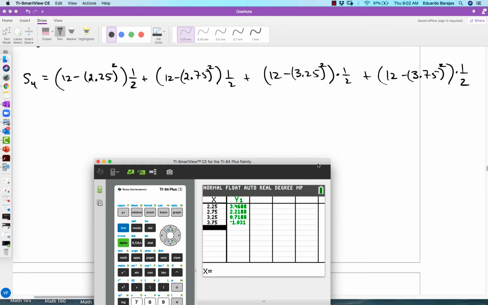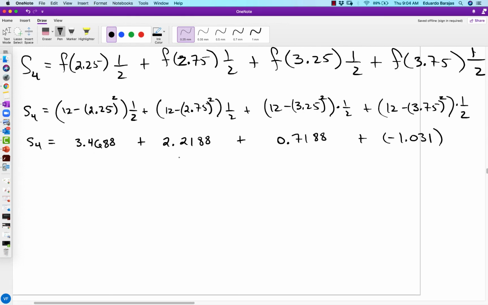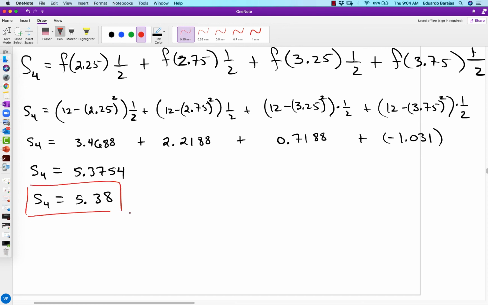Okay, so we just have to add up all these numbers. I'm going to copy them onto here and then add them up, and that'll be our answer. Okay, and once we add all those values up, we get S sub 4 is equal to 5.3754. They said to round to 2 decimal places, so S sub 4 is 5.38. And that would be my final result.